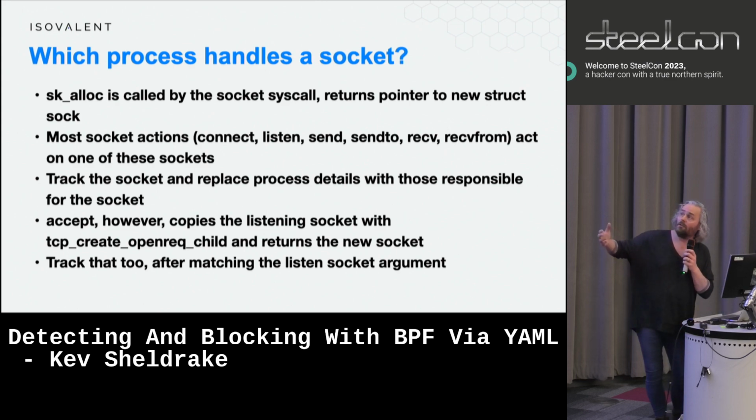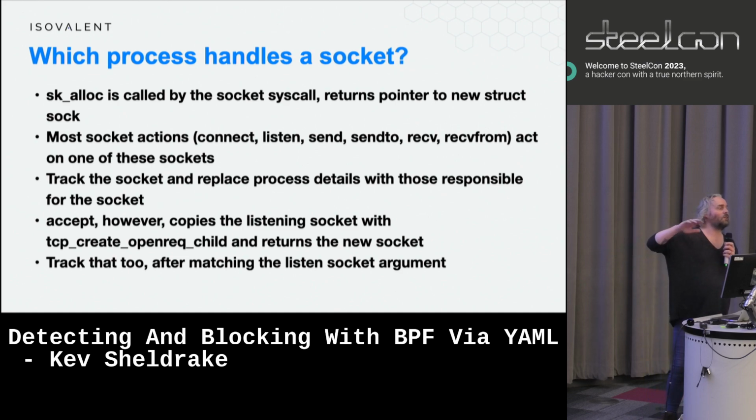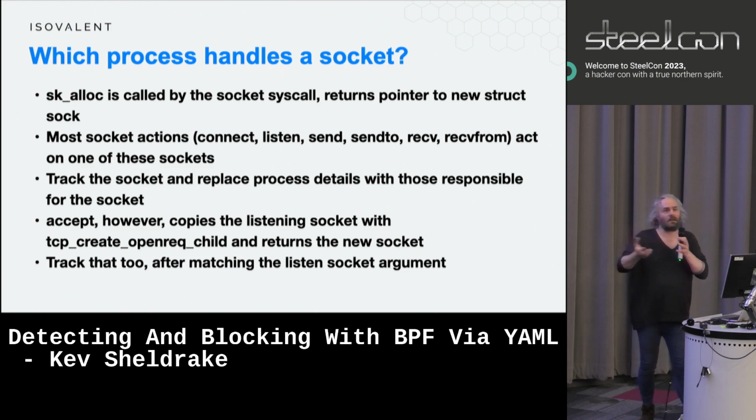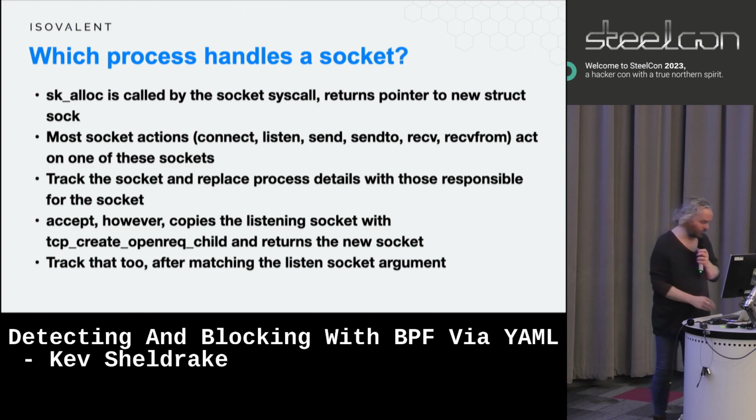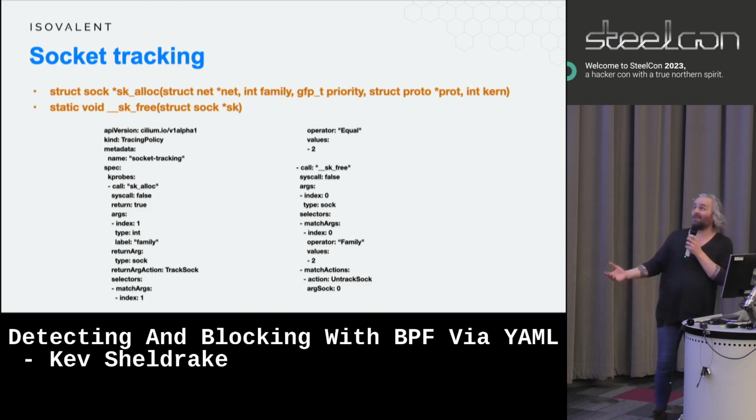When you accept a socket, it doesn't go through sk_alloc to allocate a new socket. It duplicates the socket instead. I don't know if you know that, but your listening socket continues to exist, and a new socket is allocated as the one that received the actual connection. I mean, your listening socket might then immediately close if you're only listening for one connection, perhaps, but it's a different socket. So you need to track that as well. But tracking it really is trivial, as you can imagine.